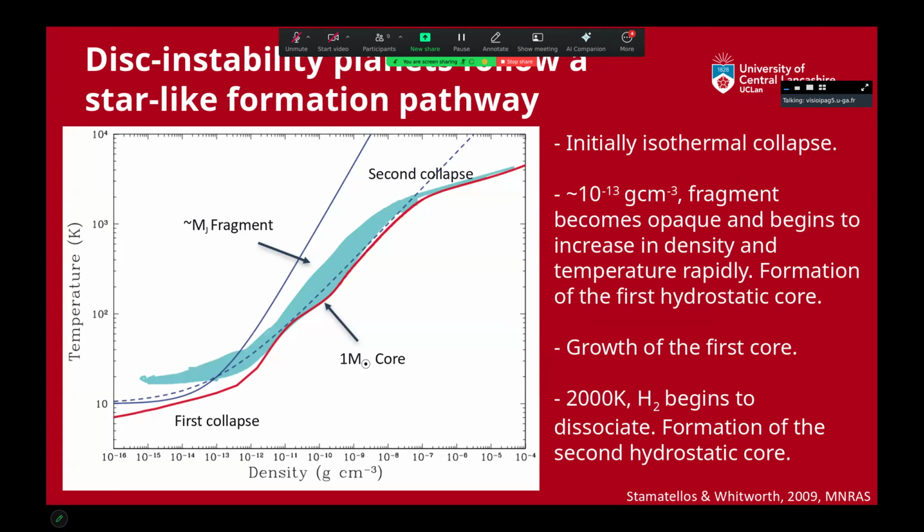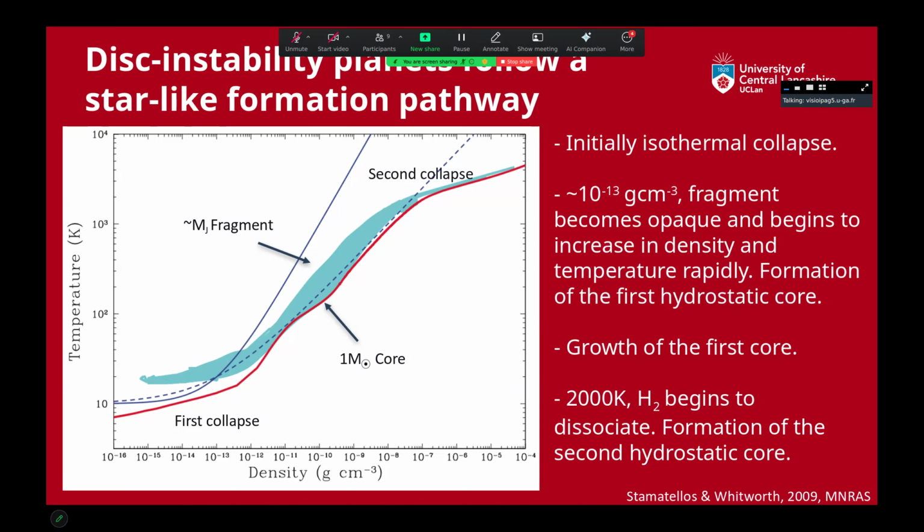And when planets form by disk instability, they undergo a more star-like formation pathway, more akin to the evolution of low-mass stars and low-mass star formation. So this is a plot showing log temperature against log density for a 1 solar mass core in red and a 1 to a few Jupiter masses fragment in this lightly shaded region here. And essentially from bottom left to top right, we can follow the evolution of our core or fragment. We have an initially isothermal collapse until the fragment reaches a central density of around 10 to the minus 13 to 10 to the minus 12 grams per centimeter cubed, at which point the fragment becomes optically thick and begins to rapidly increase in density and temperature.